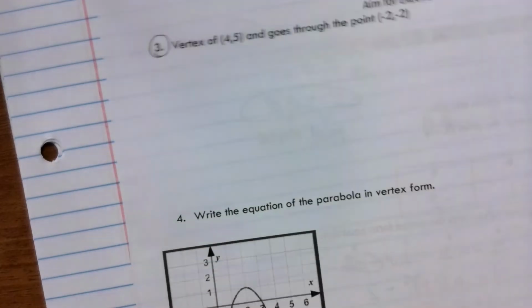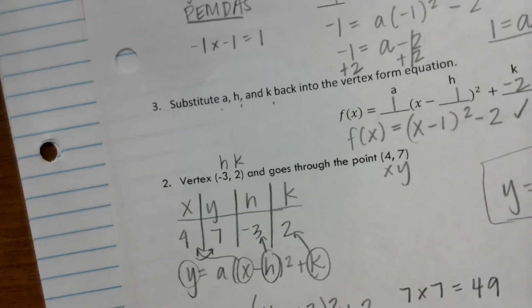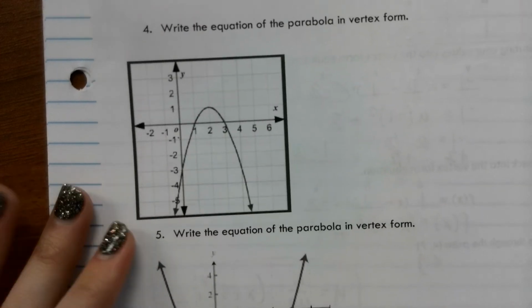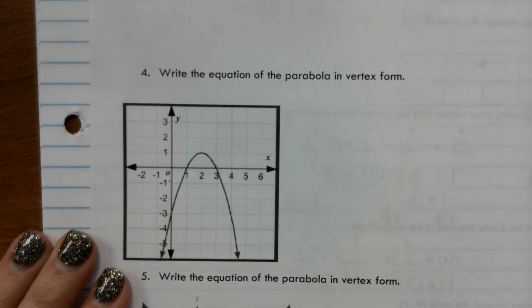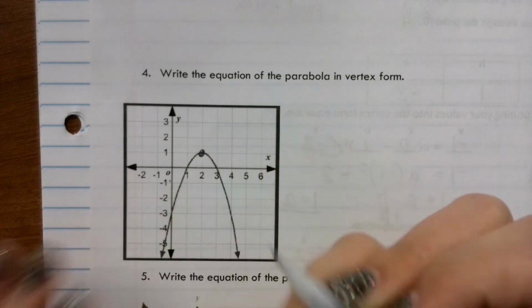I'm going to let you do 3 on your own, doing the following steps. If you want to check your answer with me, you can, but I do want you to do number 3 on your own. It's the exact same steps as number 2 and number 1. I'm going to do number 4 because number 4 is just like what we did today, where we are given the graph instead of the equation.